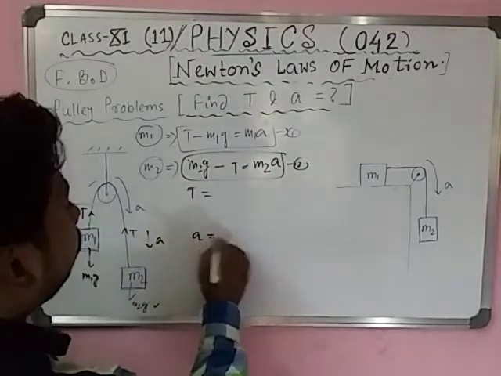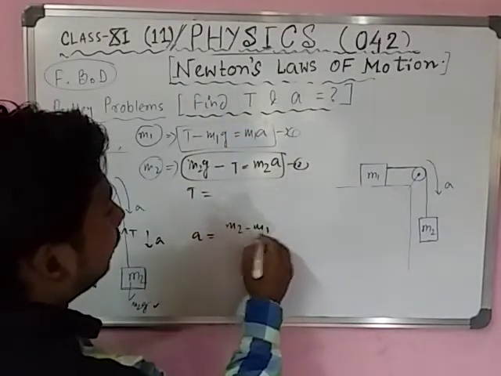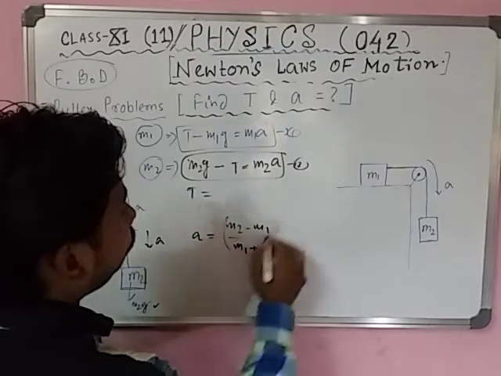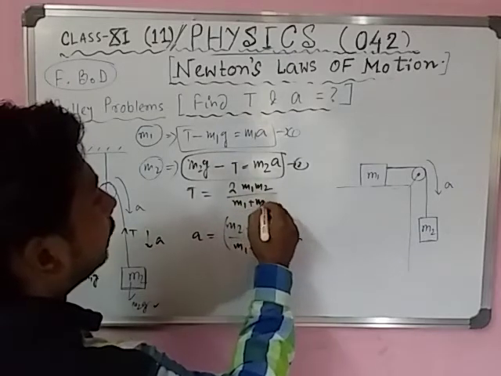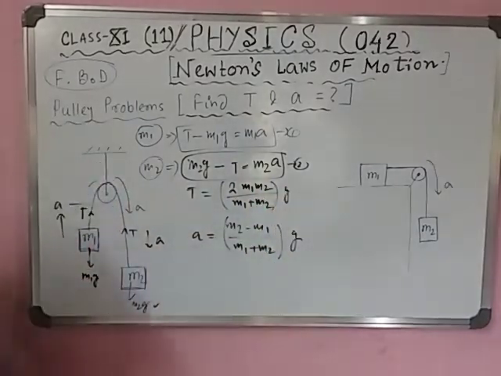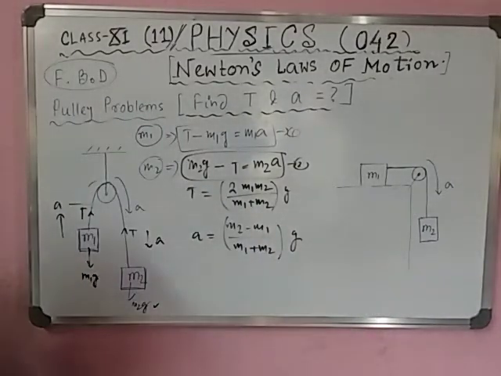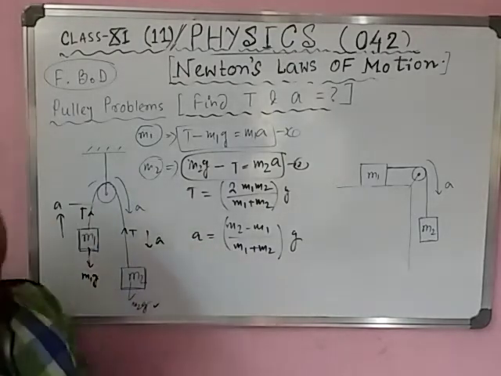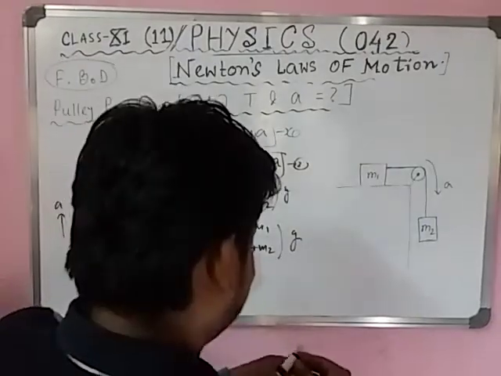If you solve it, you will get A equal to (m2 minus m1) by (m1 plus m2) into g, and for tension, 2 m1 m2 by (m1 plus m2) into g. For computation, students, you have to remember these things. If you put in the values, you will get the result. Okay, understood? Suppose they ask for acceleration, you can calculate it with the help of tricks. Tricks means within 10 to 15 seconds you can calculate it. How? See.